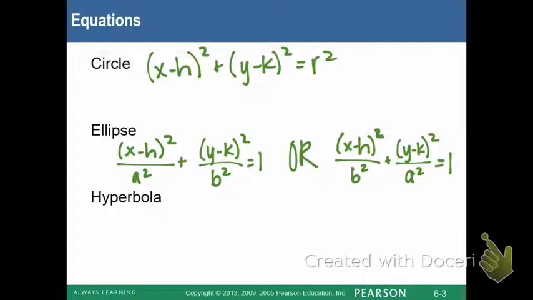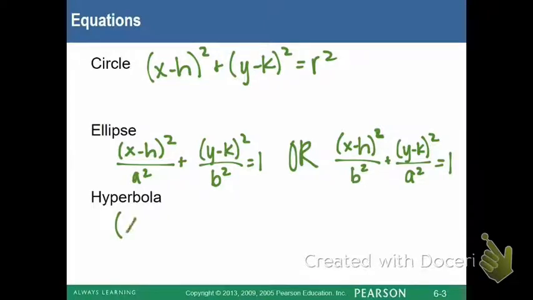Remember that for ellipses, a is always the bigger number, so it could be with the x, it could be with the y. Whichever it is under tells us whether it's going to be a horizontal or a vertical ellipse. And then hyperbolas, which is what we went over a couple days ago. Again, you have 2 options here.